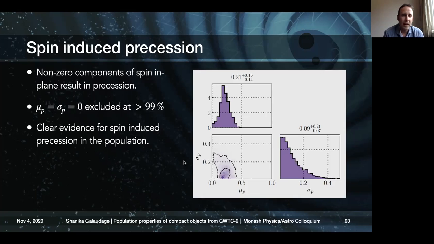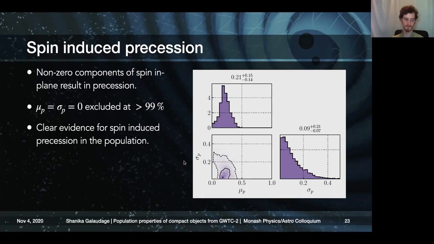But the other thing is that it could possibly be telling us about formation scenarios. Because you expect things to be more nearly aligned, not perfectly aligned, but nearly aligned from field evolution, binary systems that are formed from stellar binaries, the fact that we are seeing precession is part of a growing body of evidence that at least some of our binaries that we see are formed dynamically.